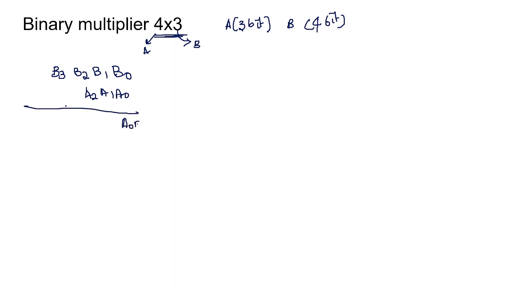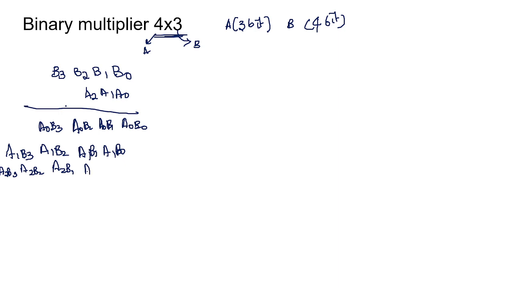Then I will obtain A0B0, A0B1, A0B2, A0B3, and then here again A1B0, A1B1, A1B2, A1B3. And then here I have A2B3, A2B2, A2B1, A2B0, and this I will obtain directly. These 2 rows I have to add. So now I can take a 4 bit RCA and perform the addition.